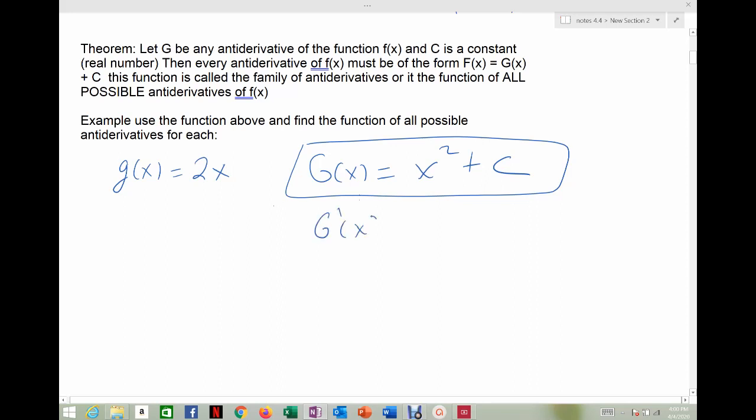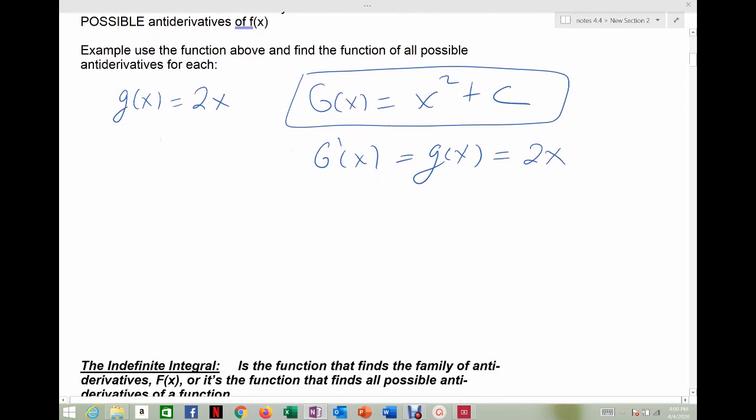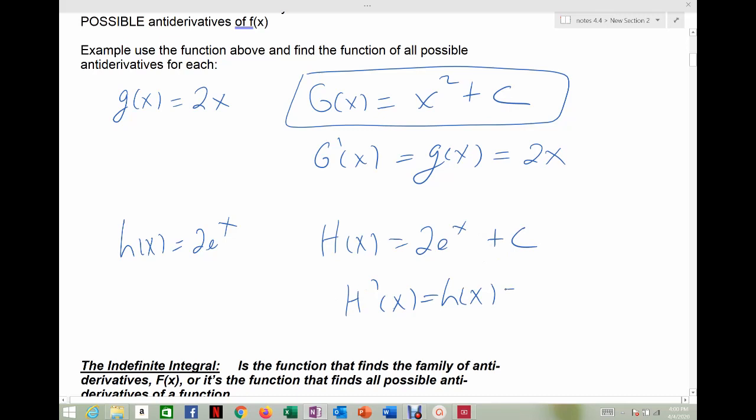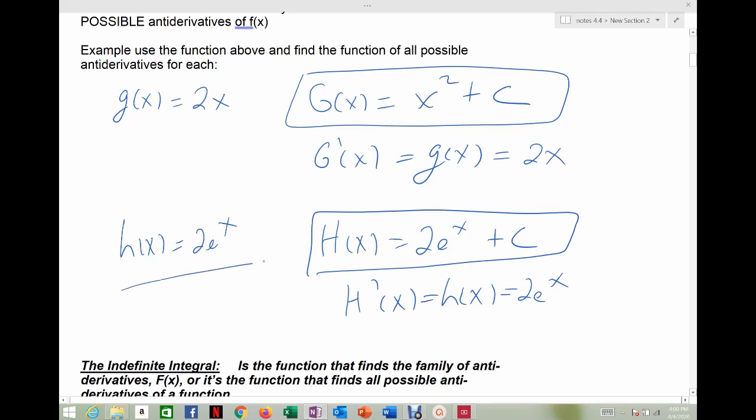When I take the derivative, I get that g of x back. I take the derivative of this, I get 2x back because the C will zero out. Same thing is true for the other one. H of x, I'll do lowercase first. My lowercase h of x was 2e to the x. That was the function I was given. The antiderivative of that function is 2e to the x plus some unknown constant. When I take the derivative of that, I get back to the expression I was given, where C can be anything. It's the family, so there are infinitely many possibilities. There are infinitely many functions that have that derivative. That's what this theorem is stating.